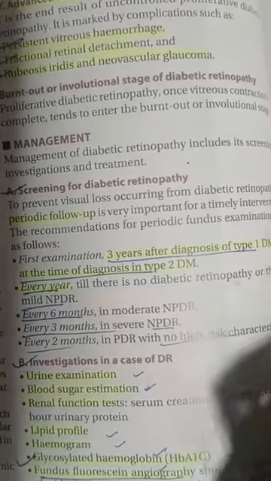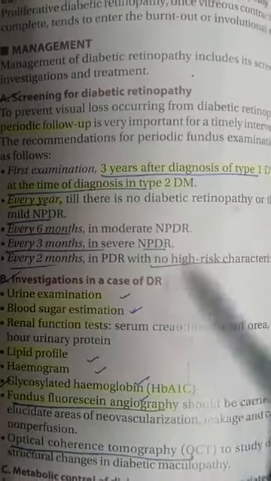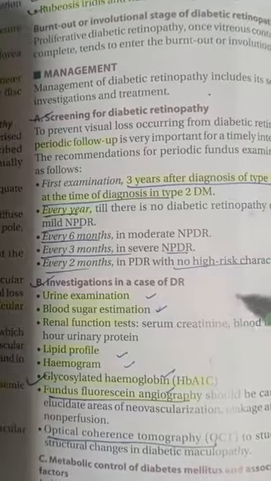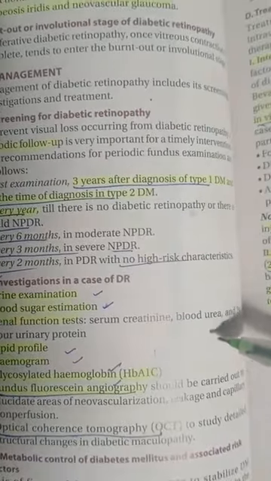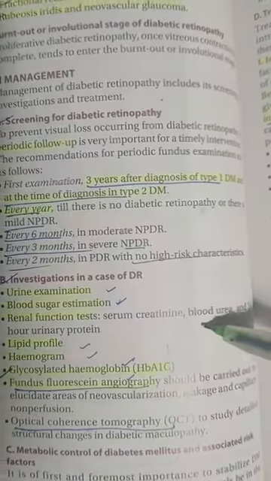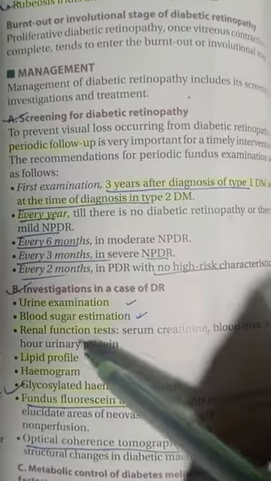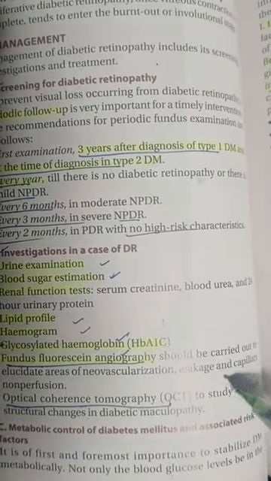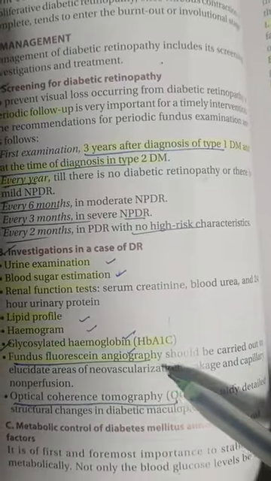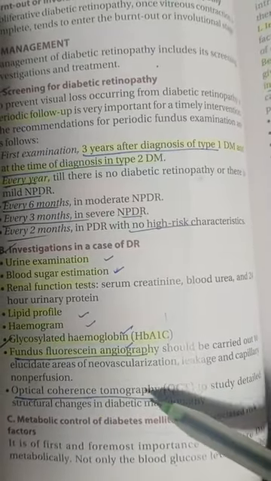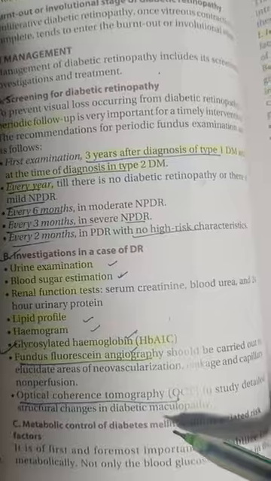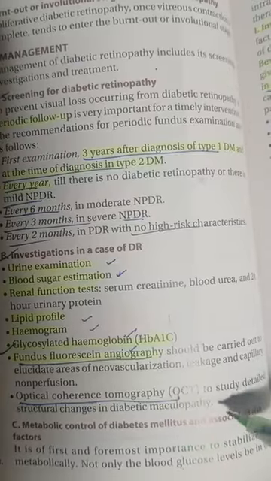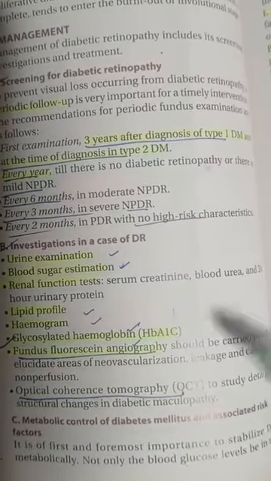Investigations in case of diabetic retinopathy: urine examination, blood sugar estimation, renal function tests like serum creatinine, blood urea, and 24-hour urinary protein. Then lipid profile, hemogram, glycosylated hemoglobin, and fundus fluorescein angiography to elucidate areas of neovascularization, leakage, and capillary non-perfusion. Optical coherence tomography to study detailed structural changes in diabetic maculopathy.